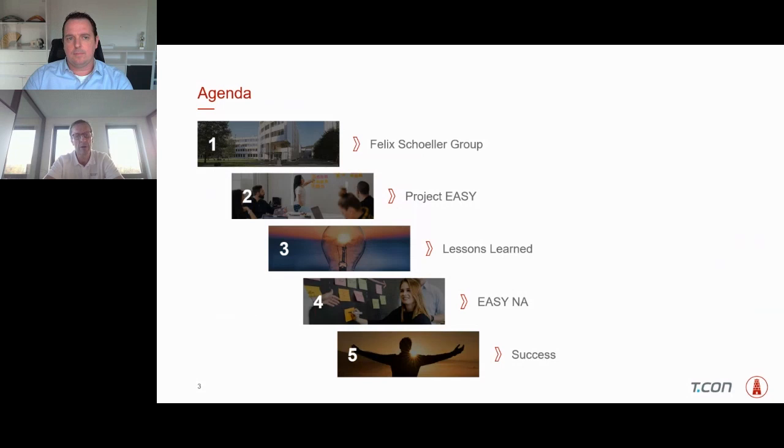And after the learnings from the EASY project, we will introduce North America and how we adapted the learnings from the German mills. And finally, Andreas will show the key success factors of the project and the result of the project. So, Andreas, please give a short introduction in a few sentences of Felix Schoeller Group.